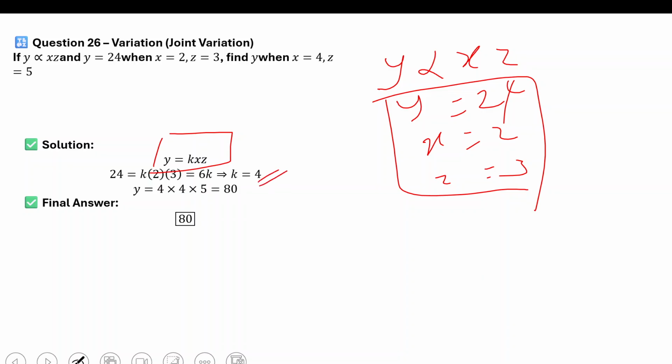k is 4. So if k is 4, we'll put it in this instance where we'll find y when x is 4 and z is 5. So this is actually very easy. That's what was done here. The final answer is 80.